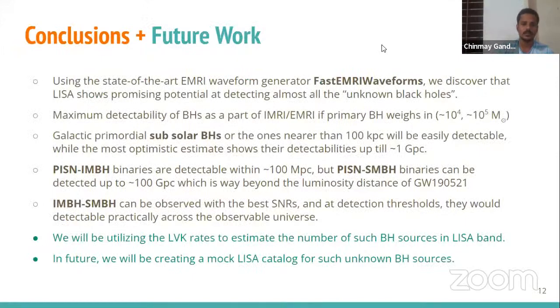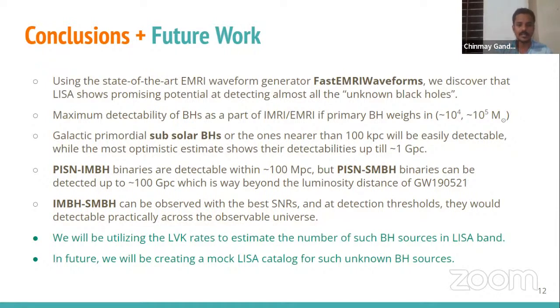So here is a brief conclusion. We have used the state-of-the-art EMRI waveform generator, fast EMRI waveforms, and we discover that LISA shows promising potential at detecting almost all the unknown black holes. Maximum detectability of the black holes is seen when they are a part of an EMRI or IMRI, if the primary black hole weighs about 10^4 to 10^5 solar masses. The galactic subsolar black holes, which could be primordial in nature, are observed at max up to 100 kiloparsecs, while an optimistic estimate would give us about 1 gigaparsec.